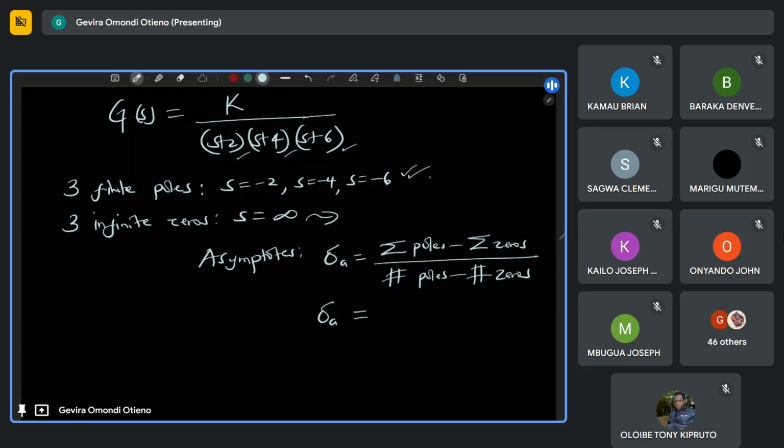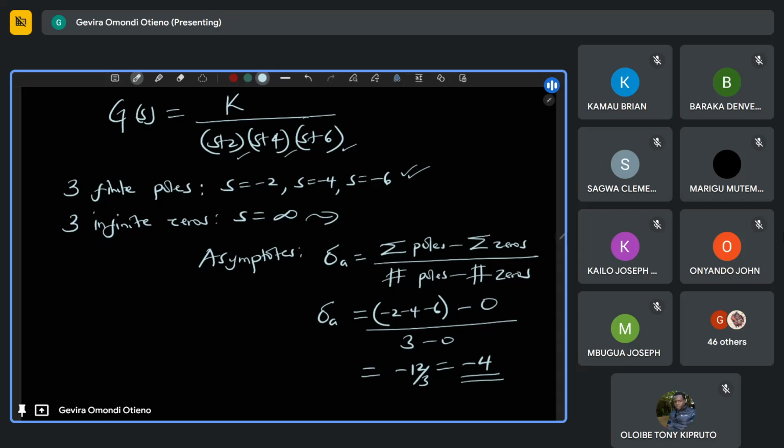So you have to add them up. So we have -2, -4 added to -6. Then you subtract the sum of zeros. We don't have any finite zeros. The number of poles is 3, and the number of zeros, we don't have any zeros. So our solution there should be -12 over 3, I think, yes, which gives us -4. So this is the centroid.